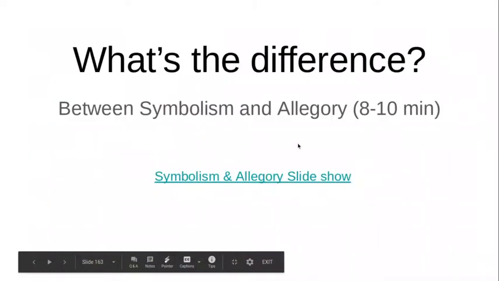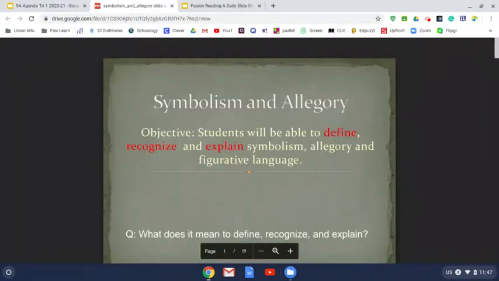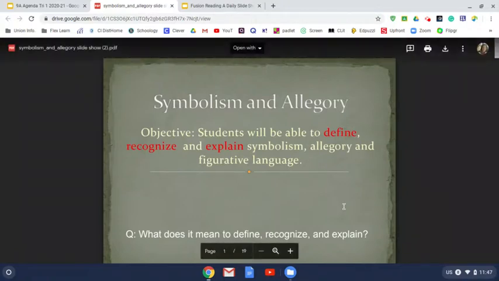The difference between symbolism and allegory, I'm going to show you a little slideshow here. Because they're very similar, but there is a difference. It's beyond just literally what it means. Symbolism is more literal, and allegory has a deeper meaning in the world, in society, and it represents people or societies in general. So the student will be able to define, recognize, and explain symbolism, allegory, and figurative language in this slideshow. And I think I have to scroll on this one. Here we go.